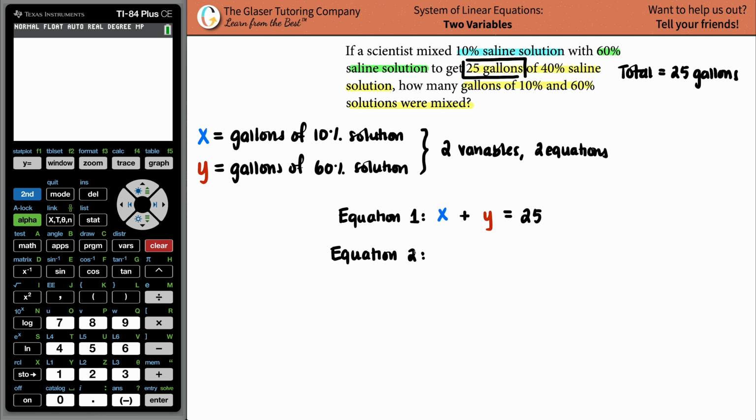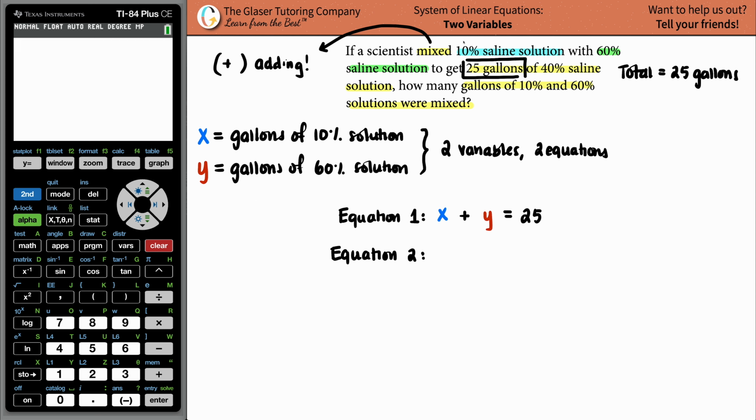Now we're probably going to have to deal with something with this 10% and this 60. Now it's all talking about a mixture, right? A scientist mixed. And another way to say a mixture, if you're talking about adding 2 things together, is literally addition. So we're going to be adding the 10% solution with the 60%. Now, in math, we don't use percents. We always love to use the decimals.